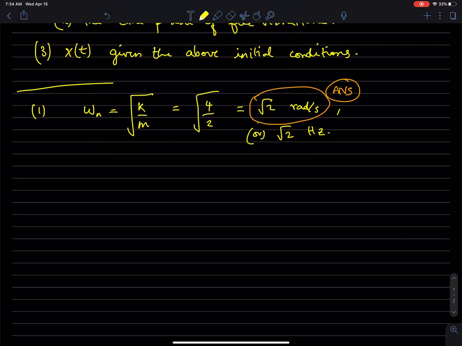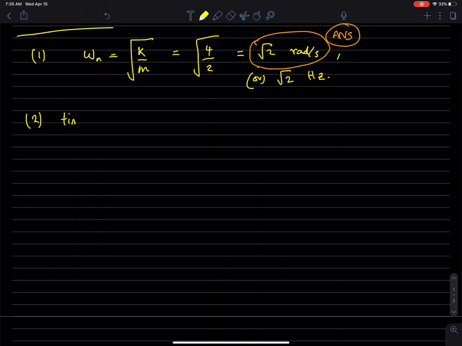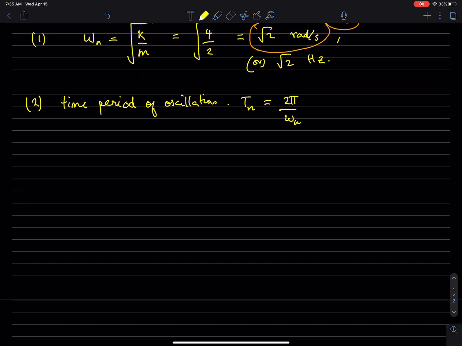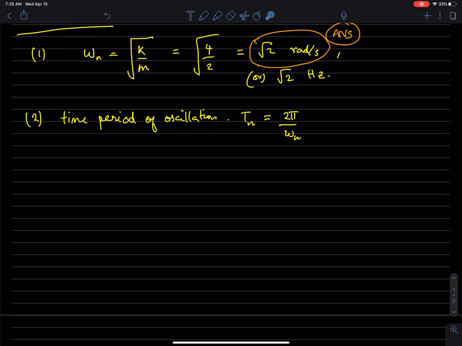And then part 2, time period of oscillation, is given by Tn equals 2 pi divided by omega n. Okay, so omega n is what's called the angular frequency, so 2 pi by omega n is the time period of oscillation. Again, that's an expression that we derived. And that's it. You just substitute 2 pi by square root of 2, or pi square root of 2. Now this expression is going to be in seconds.